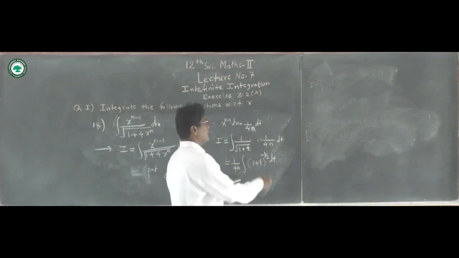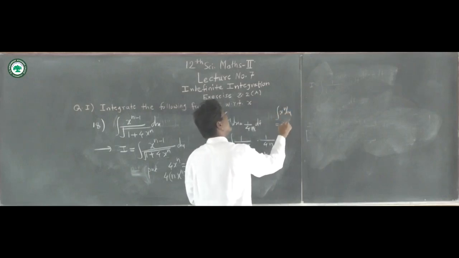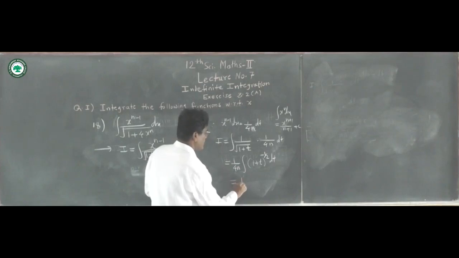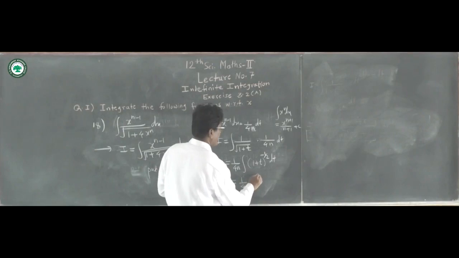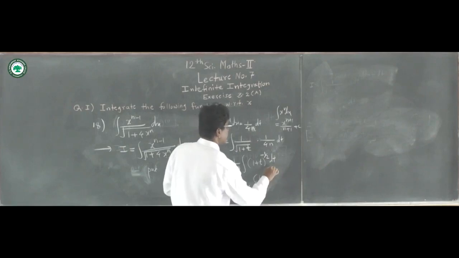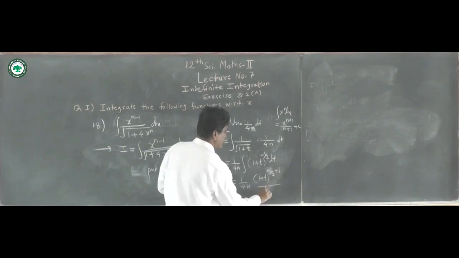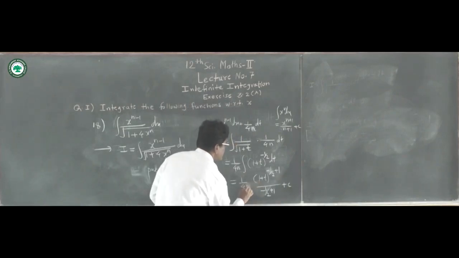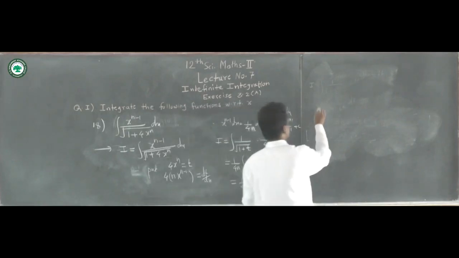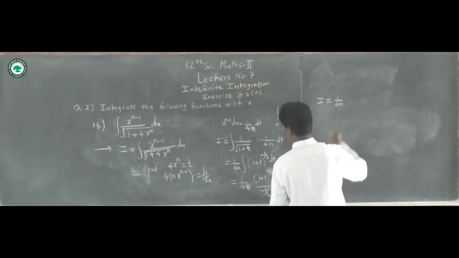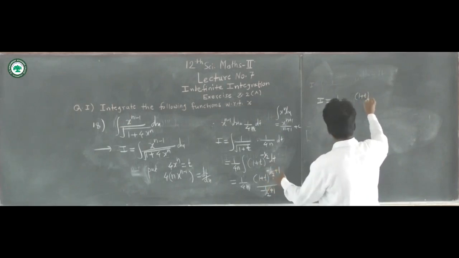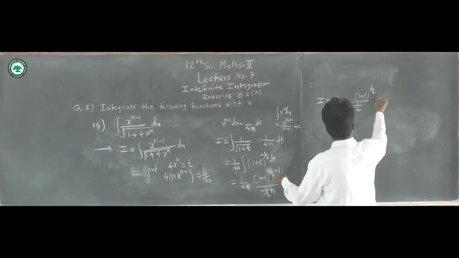And now here we use the formula integration of x to the power n dx is equal to x to the power n plus 1 upon n plus 1 plus constant of integration. Using that formula we get 1 upon 4n into 1 plus t to the power minus 1/2 plus 1, divided by minus 1/2 plus 1, plus constant of integration. So the required integral I is equal to 1 upon 4n as it is, 1 plus t to the power minus 1/2 plus 1, means 1/2, divided by 1/2 plus constant of integration.